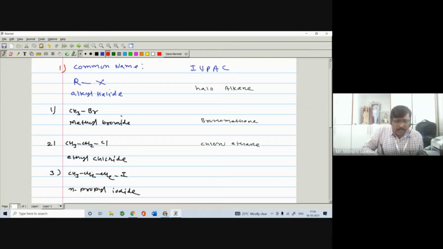Here, you have to use the numbering in such a way that the side chain or the halogen should get the least number: 1, 2, 3. At 1 there is the iodo, so it is called 1-iodopropane, right? In this way, you have to write the IUPAC nomenclature. So in this way, we can get a number of examples and write the IUPAC name and the common name. Further, we have to see the physical property shown by these alkyl halides.